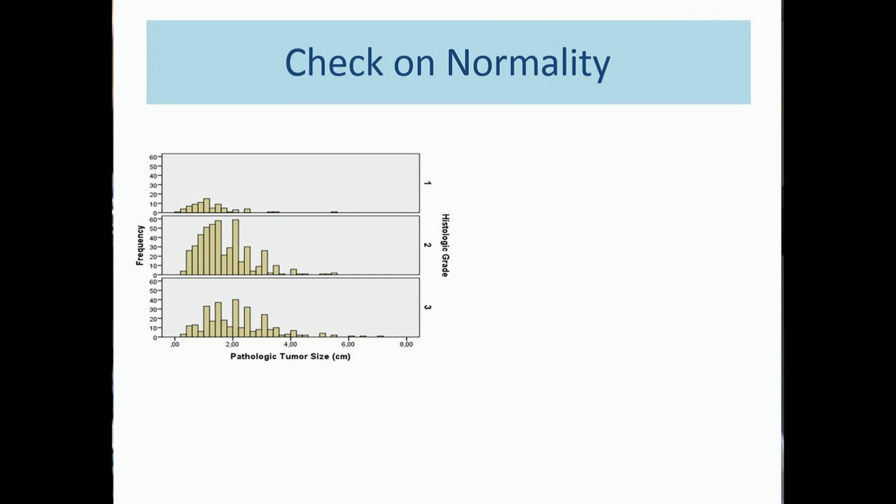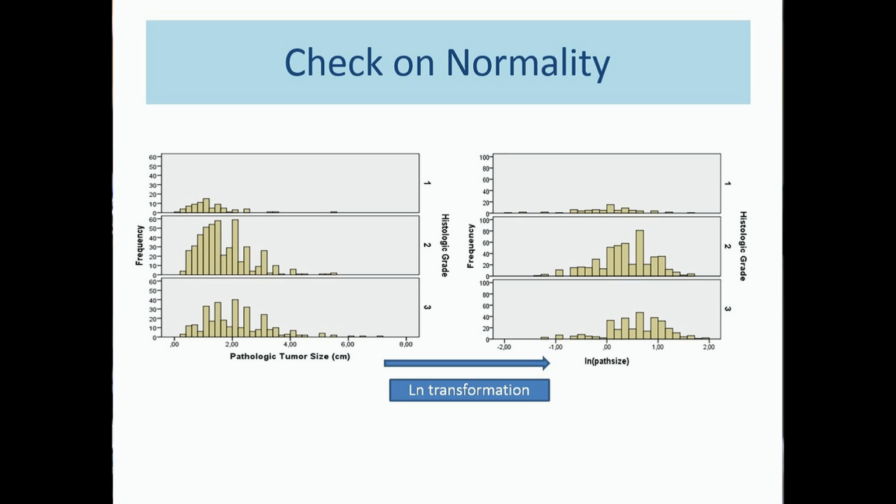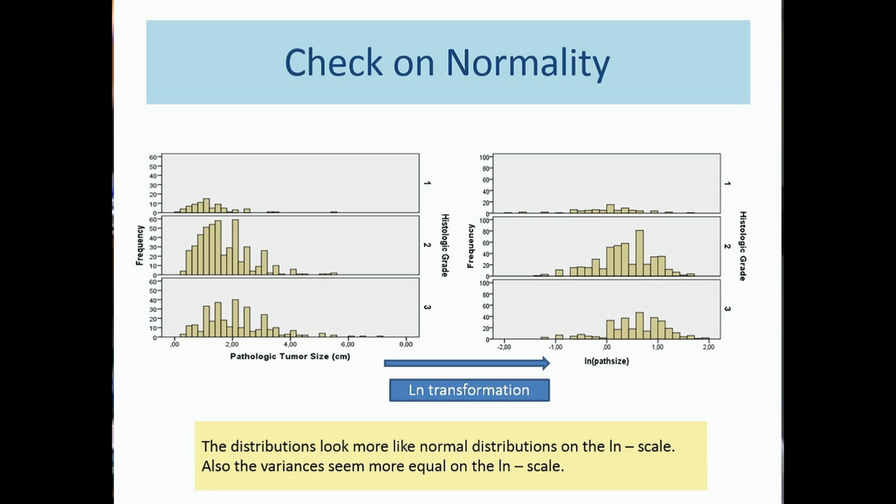Here we see histograms of tumor sizes for the 3 groups. The higher the score on histologic grade, the more aggressive the tumor. We see rather skewed distributions, and for data like this it can be useful to use a transformation before analyzing the data. If we perform a logarithmic transformation, the distributions look more normal, and also the variances in the groups seem to be more equal. So we will analyze the data on the log scale.